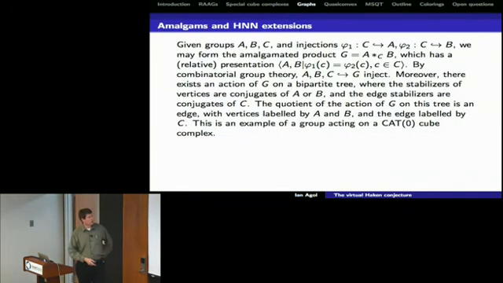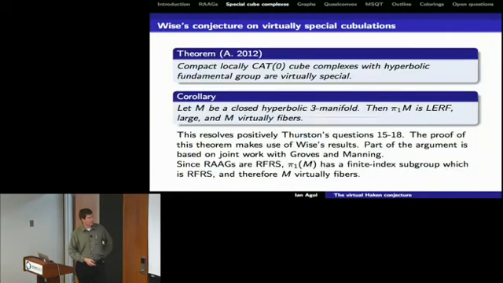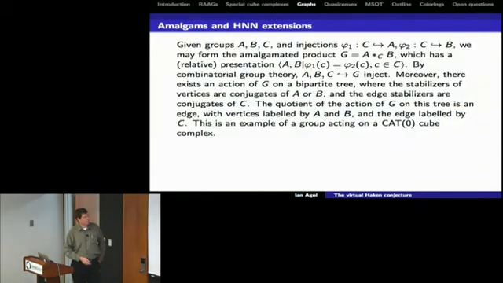Okay, so now I want to describe some of the results of Daniel Wise that go into the proof of this theorem, and state the key theorem that he proves. So I need to describe amalgams and HNN extensions.